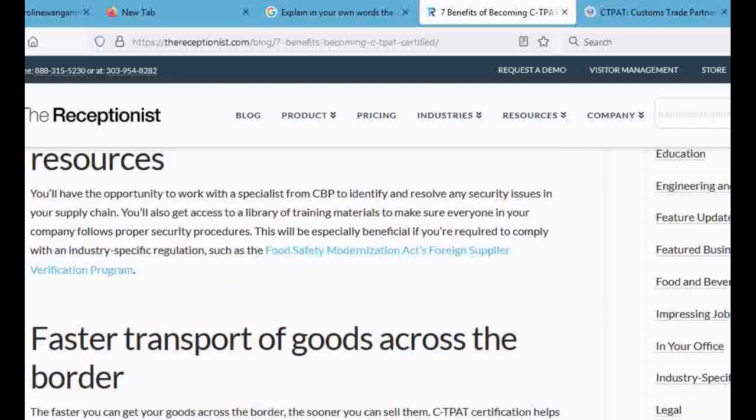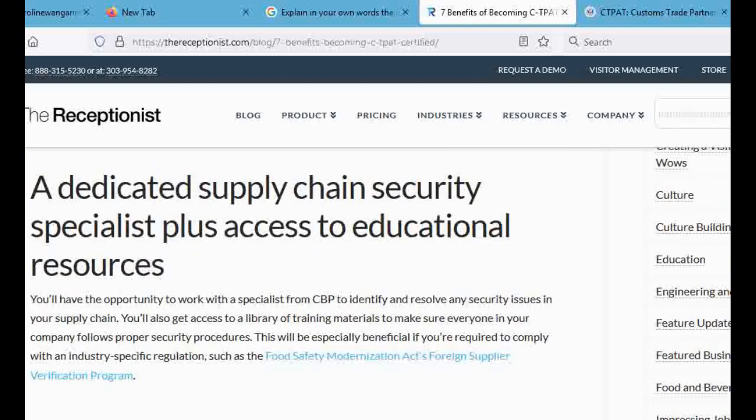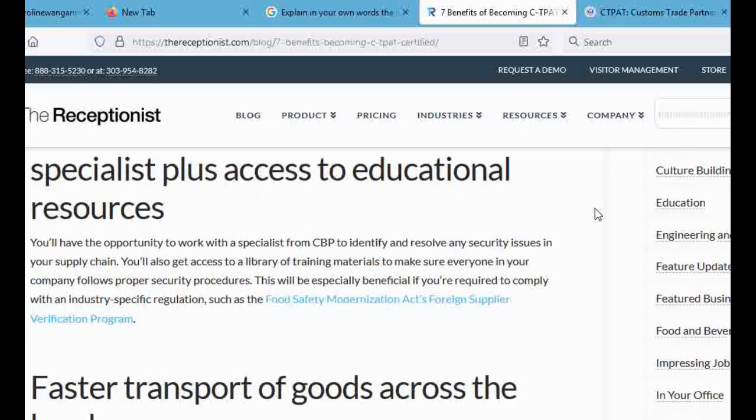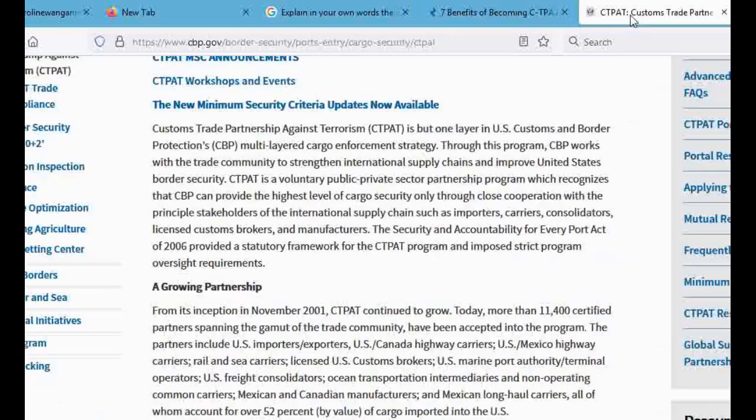So the first thing we're going to do is introduce what CTPAT is, and then we can go to the benefits. This website right here is just giving us the introduction that we need. So first of all, what is CTPAT? We already know these are the abbreviations for Customs Trade Partnership Against Terrorism.